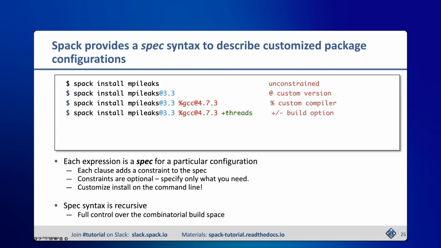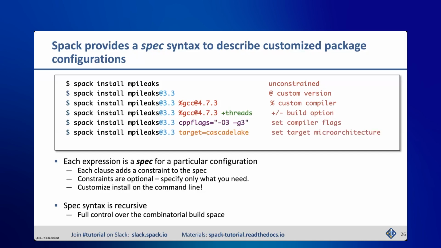Each package can expose its own variants. You can inject flags into a build. You can set the specific build target that you want to use to optimize for a particular microarchitecture. And you can refer recursively to packages in the dependency graph there. So if you want to set the version of mpich that you're using with your mpileaks build, then you can put the @ sigil on the mpich spec there, and customize the mpich installation.